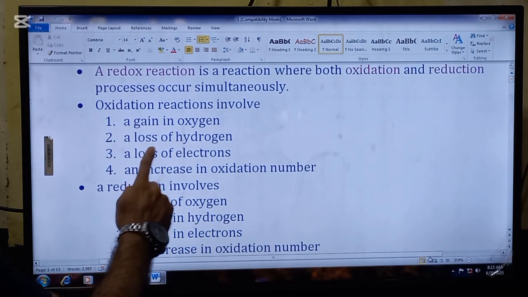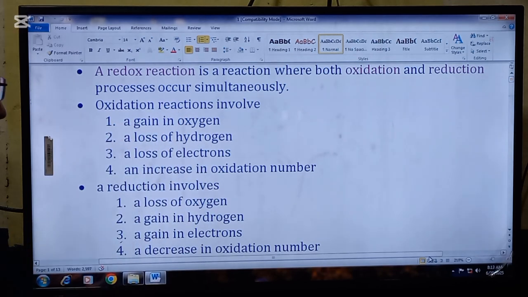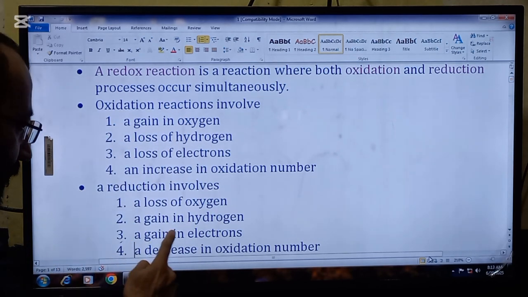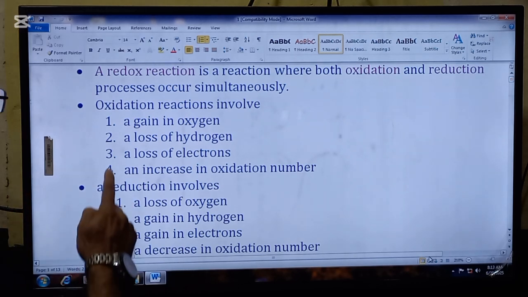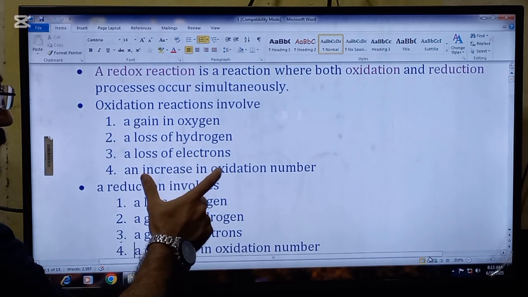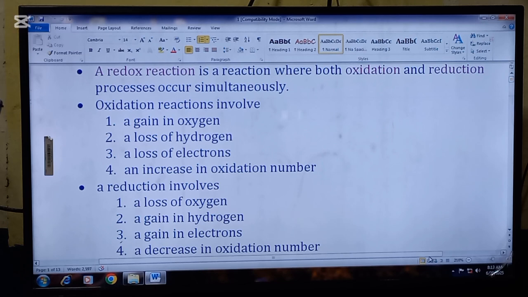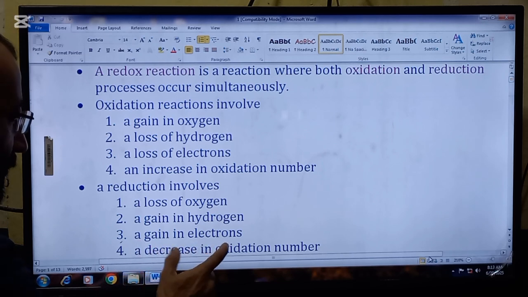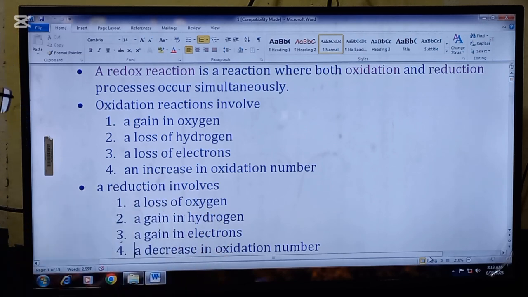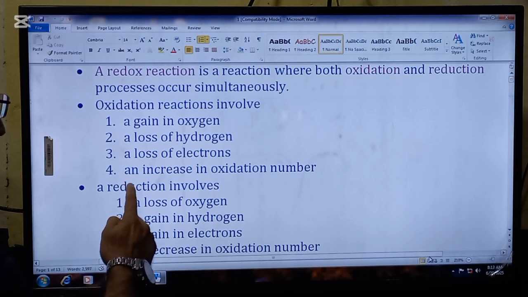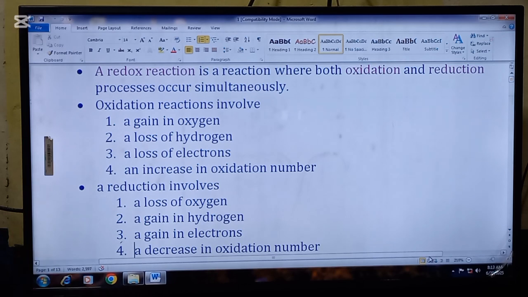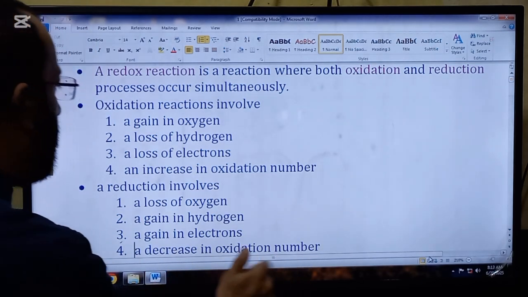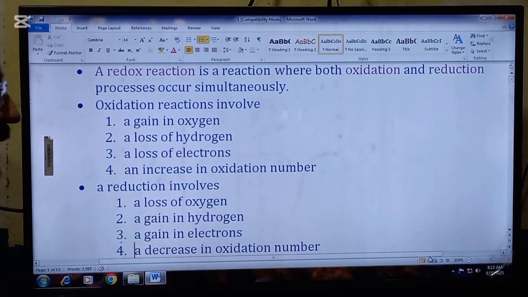A loss of hydrogen is an oxidation reaction, whereas a gain in hydrogen is called a reduction reaction. A loss of electrons is called an oxidation reaction, whereas a gain in electrons is called a reduction reaction. An increase in oxidation number is called an oxidation reaction, whereas a decrease in the oxidation number is called a reduction reaction.